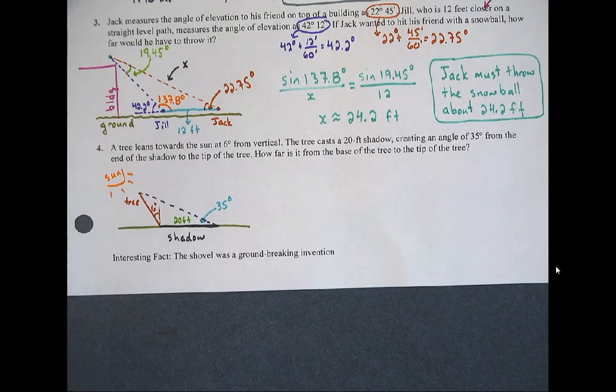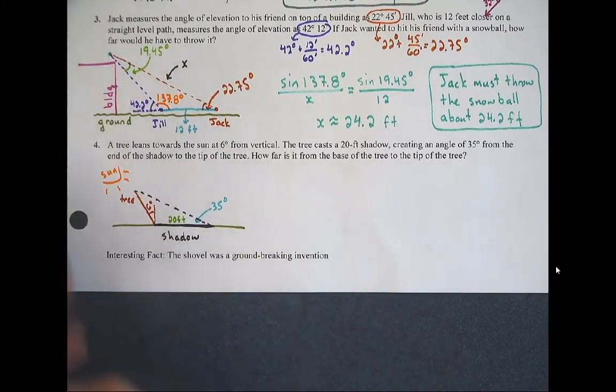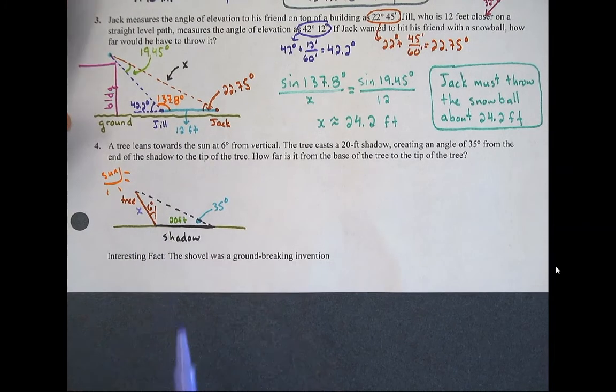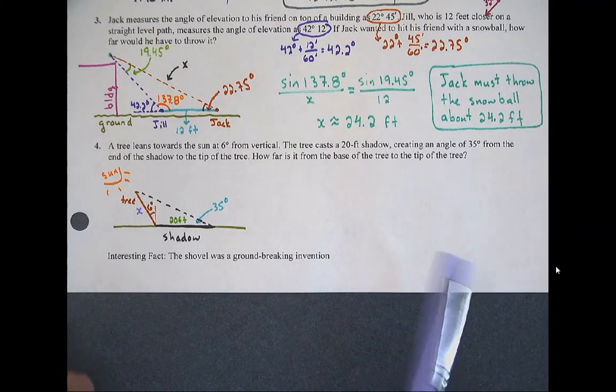And then don't forget, we've got to put an X somewhere, the thing that we're actually trying to solve for. The question is, how far is it from the base of the tree to the tip of the tree? So we can't say how tall the tree is because it's on an angle. That's a little bit confusing. So that's why they're using that phrasing, from the base of the tree to the tip of the tree. But if you chop down that tree, that's how long that tree would be.